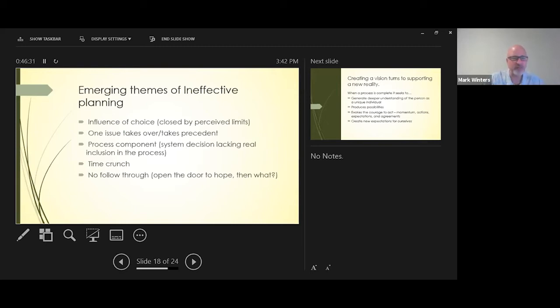So rushing through it tends to make a plan ineffective. The people that are involved then simply feel like you're going through the motions rather than really listening to the person. And then not following through. What we do not want to do is open the door to hope and then shut it in someone's face.